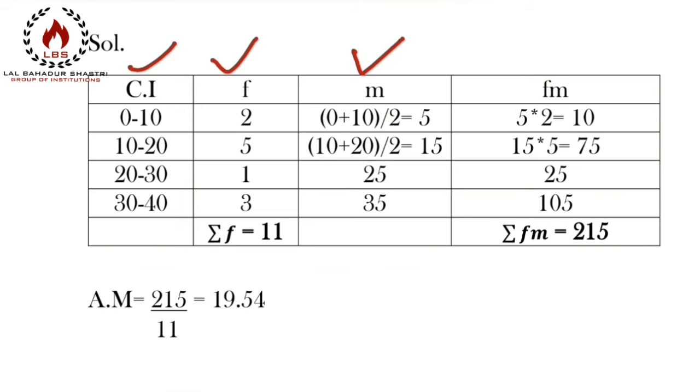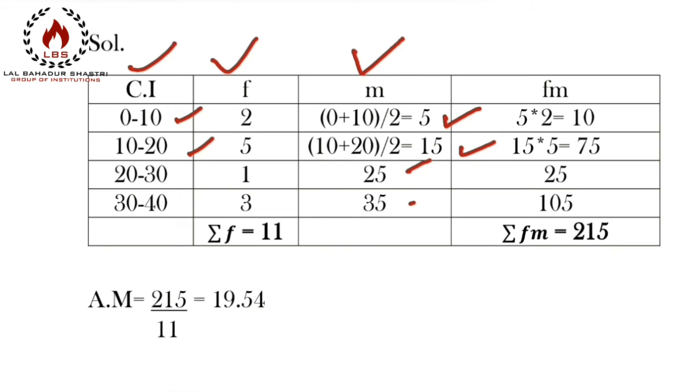0 to 10: 0 plus 10 divided by 2 is equal to 5. 5 is our middle value. Now 10 plus 20 divided by 2, that is 15. 15 is our mid value of this 10 to 20 class. 25 and then 35. Now the same thing we did in discrete series, we will do here also.